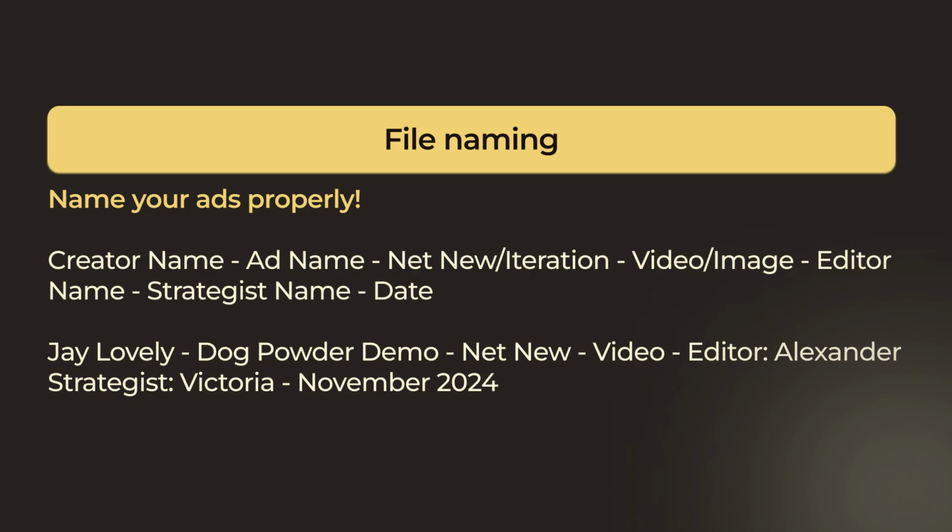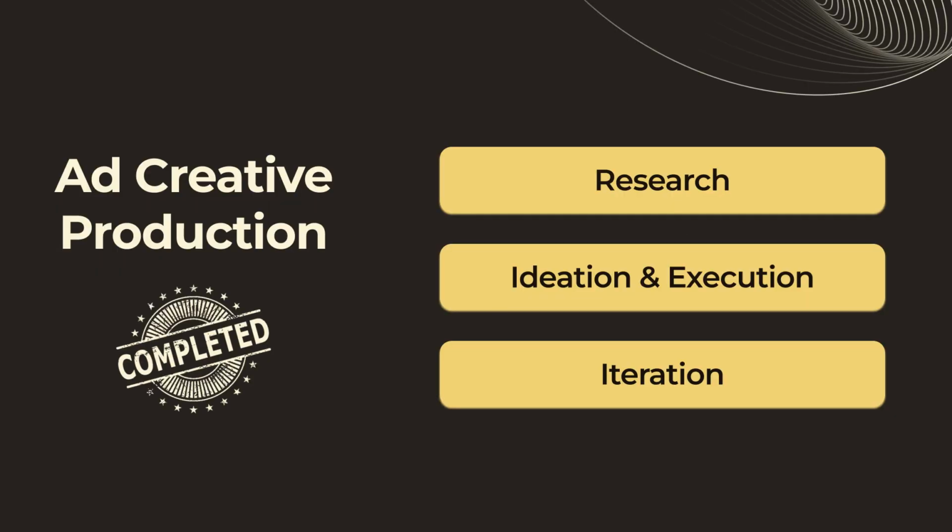Now you know how to use this strategy. Let's name your ads properly. This is the formula we use. Works extremely well at scale, just use it. Net new basically means that this is an ad we introduced to the account for the first time. Iteration means that this is a version of an ad that is already working well. Now you know the most important information on ad creative production. I will show you how to find creators easily and how to brief them properly next.